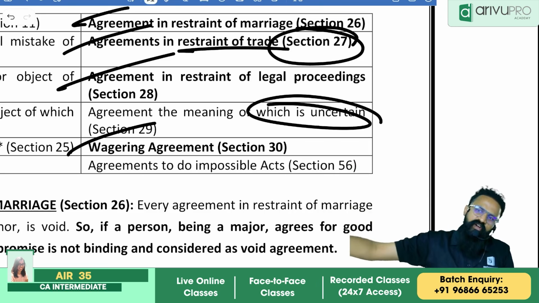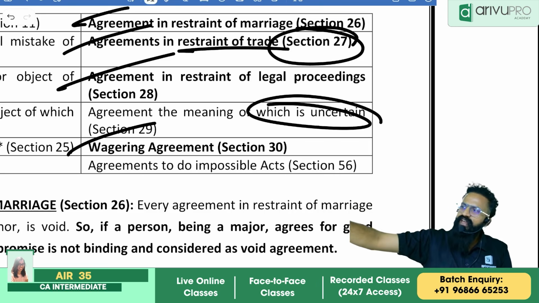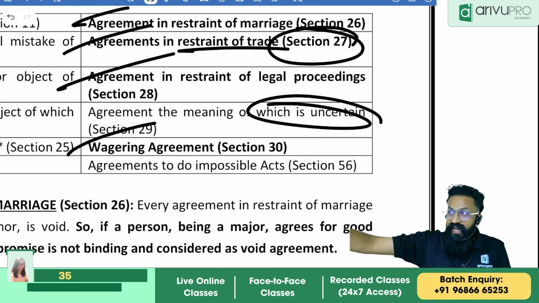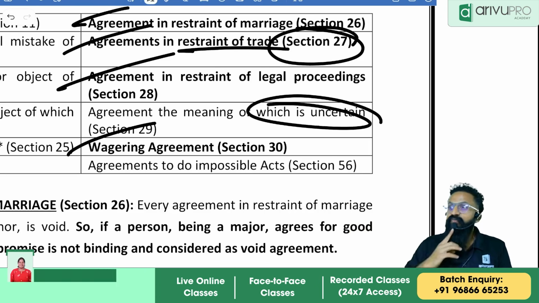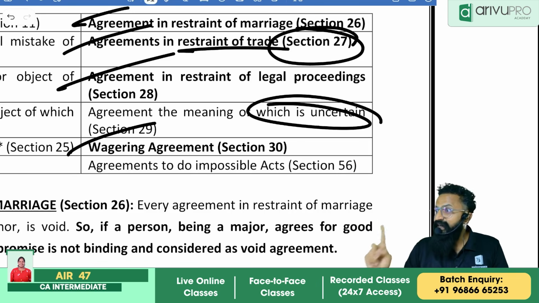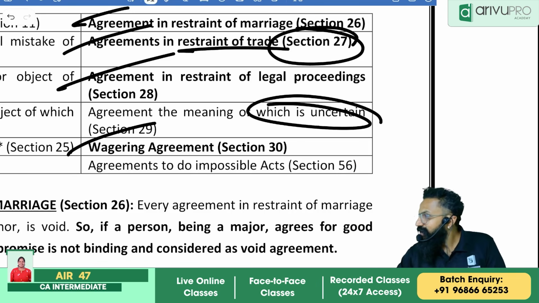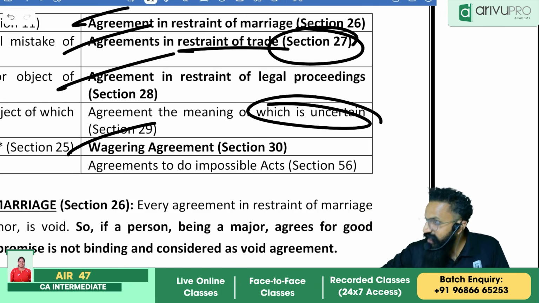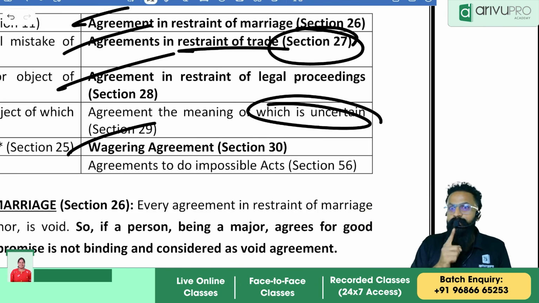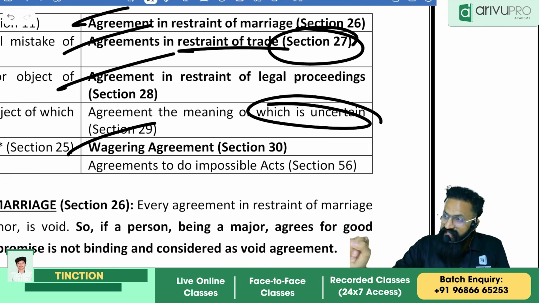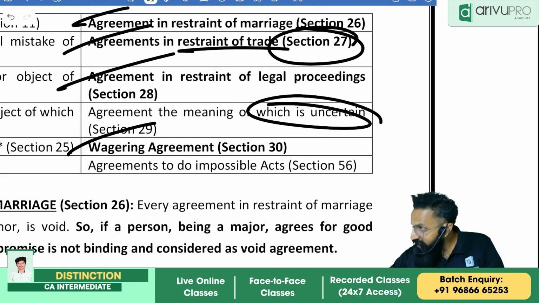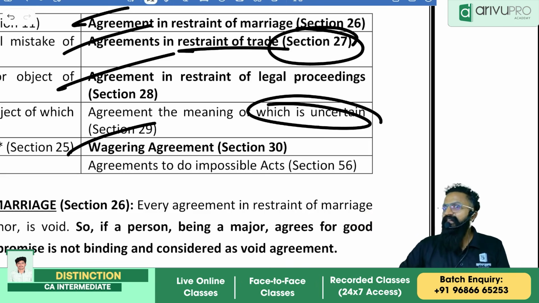Next you saw was crossword puzzle. Crossword puzzle, tell me, is it legal or illegal? It depends on the prize and skill. If the prize money is dependent upon luck, it is considered a wager. If the prize money is dependent upon skill, it is considered valid, provided the prize money does not exceed 1,000.